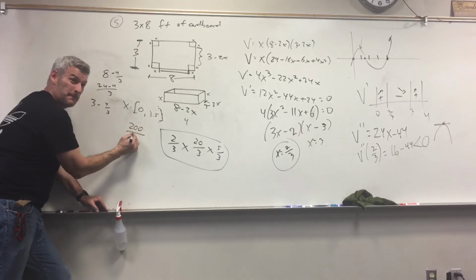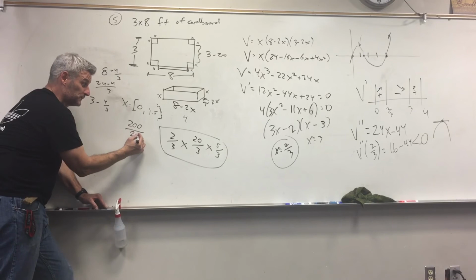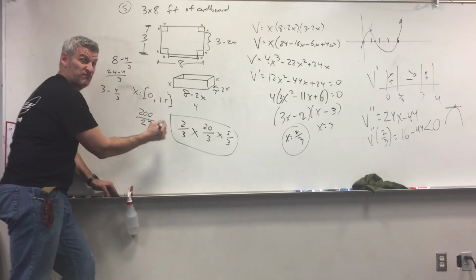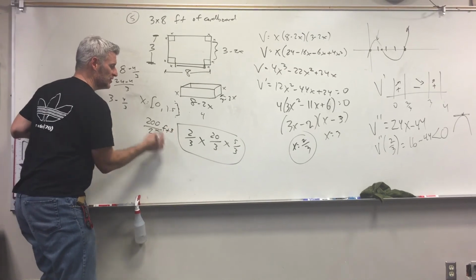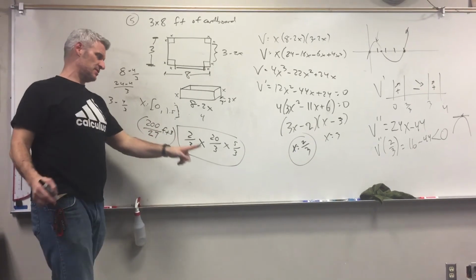200/27 feet. Well, it just asked for the dimensions. Feet cubed, that's just for fun. Bonus. Okay, thank you. And there's the answer.